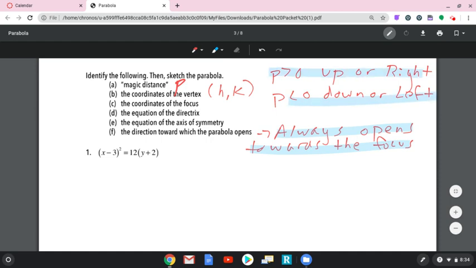Now again, when you take a look at this problem, you see what's being squared. X is being squared. I know this is an up or down.